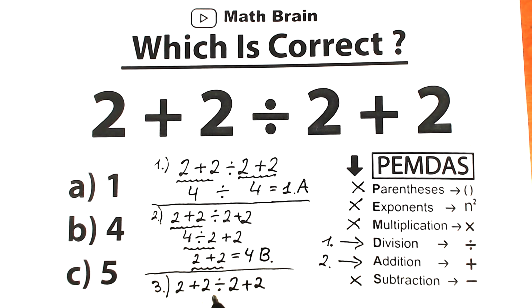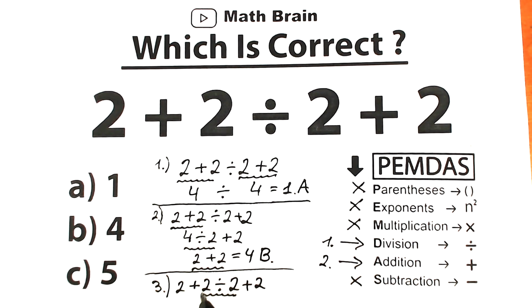So right here we have addition, division, addition. Division we have right here in the middle, so we apply this division only to these two values, 2 and 2. So let's do this. What do we have? 2 plus 2 divided by 2 equals 2 plus 1, and plus right here we have 2, which gives us 5.